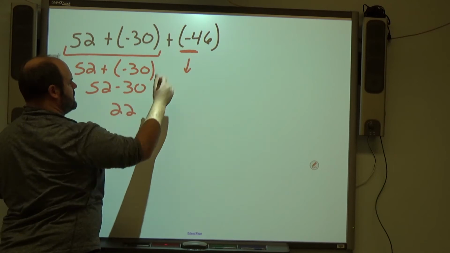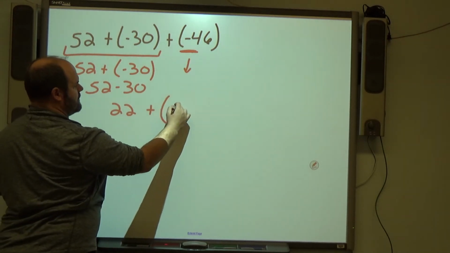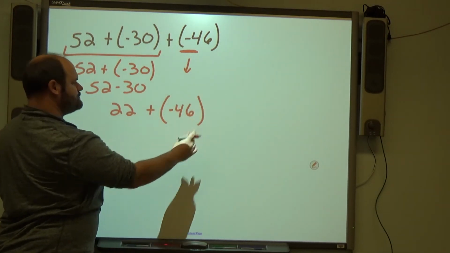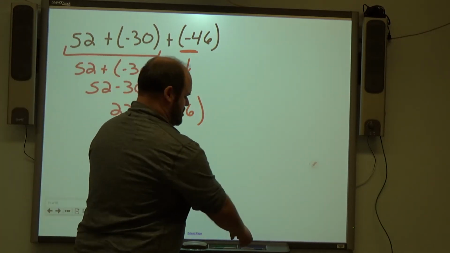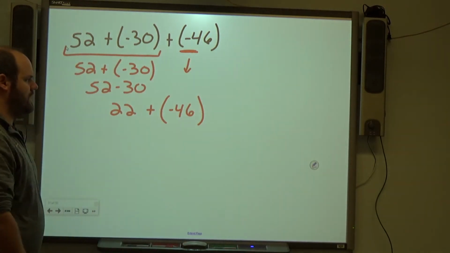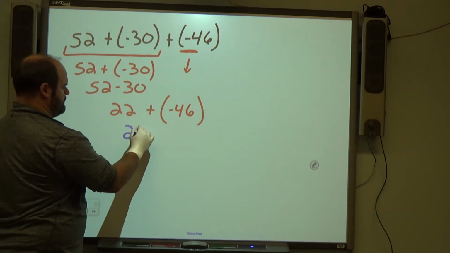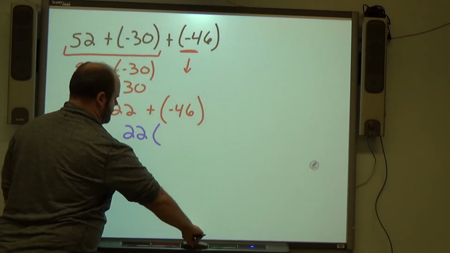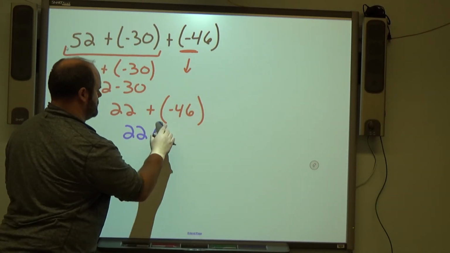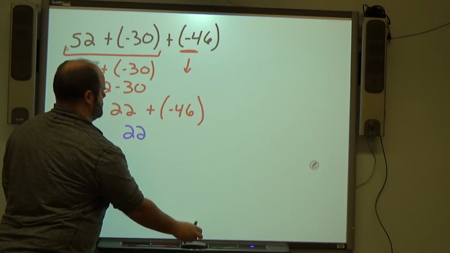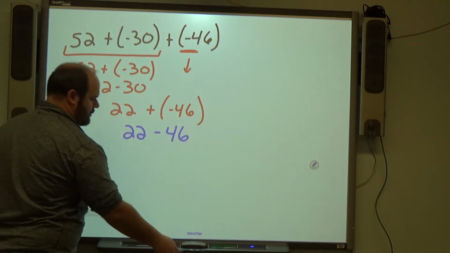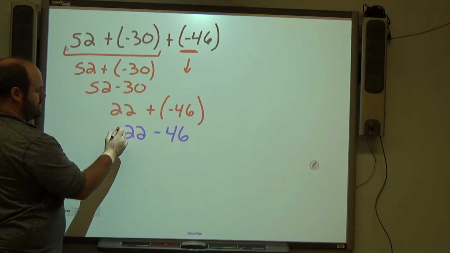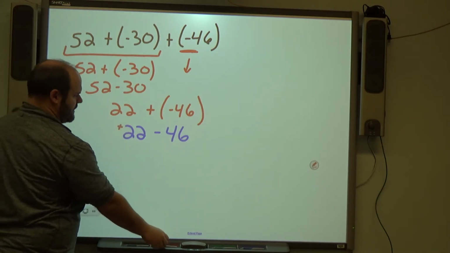Now I'm going to bring down what else I need to bring down with it. So now I have 22 plus a negative 46. Basically, you did 2 problems in one. We don't need that plus sign, so I'm going to rewrite this as 22 minus 46. And remember, what sign is in front of that 22? It's not there, but it is known that it is a plus sign.